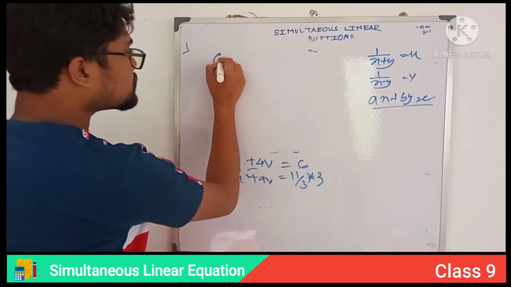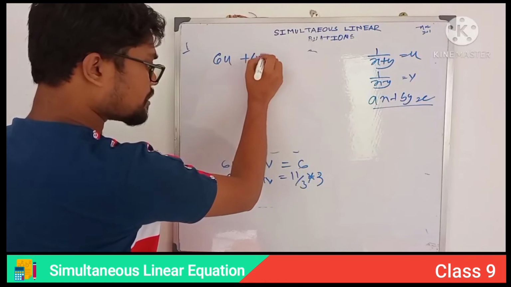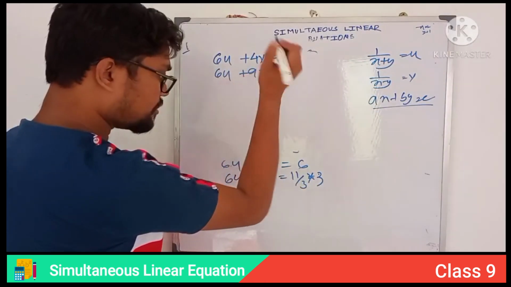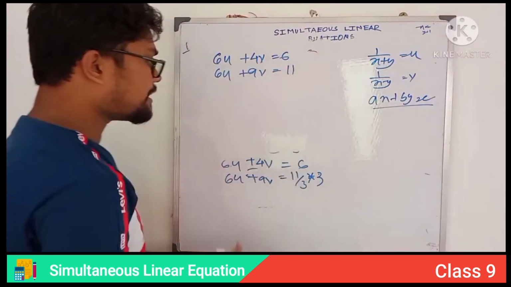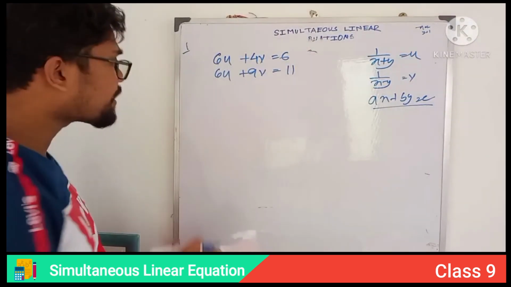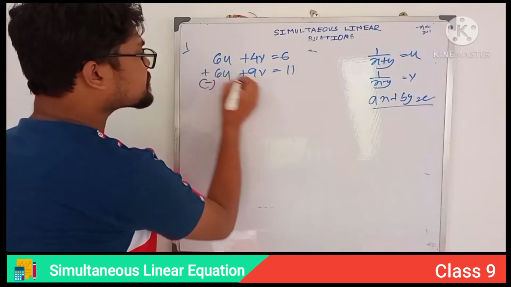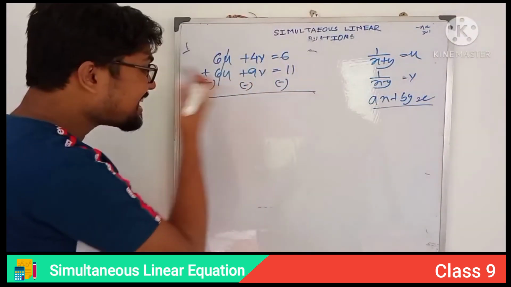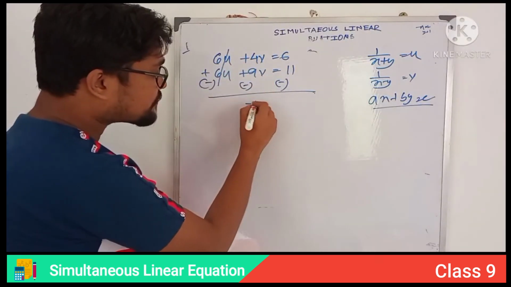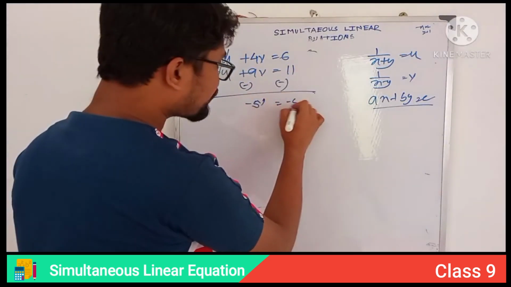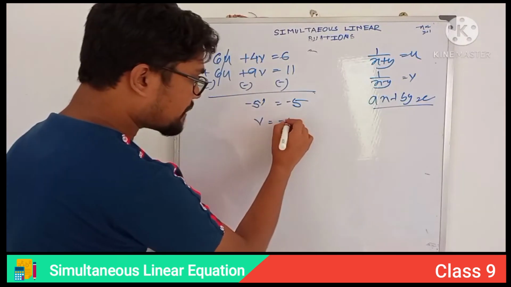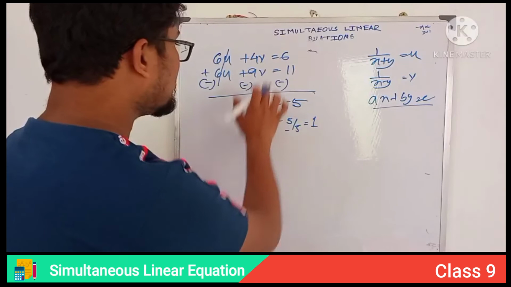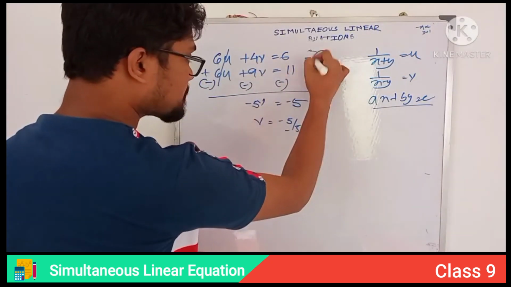So 6u plus 4v equal to 6, and 6u plus 9v equal to 11. Now I change the sign. 6u cancels. Minus 9v plus 4v is minus 5v, so minus 5v equals minus 5, so v equals minus 5 by 5, that is equal to 1.